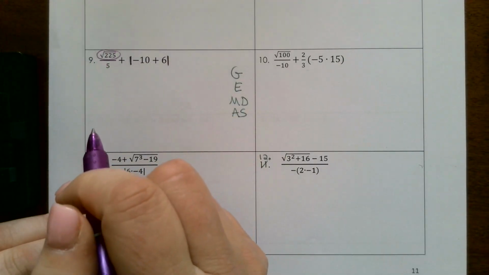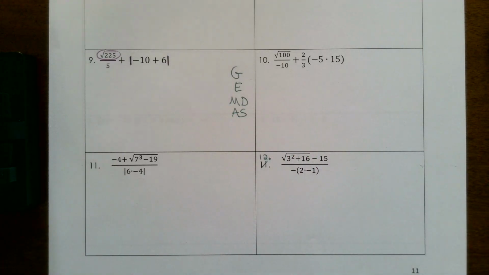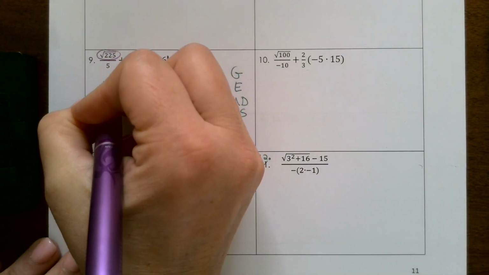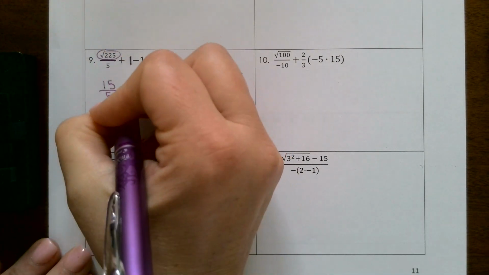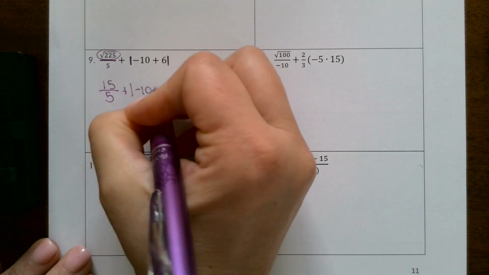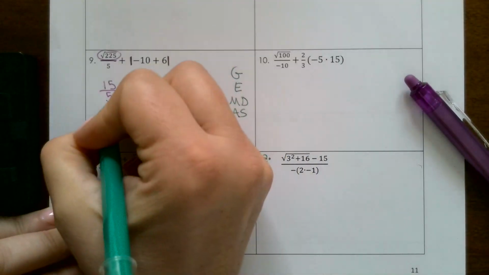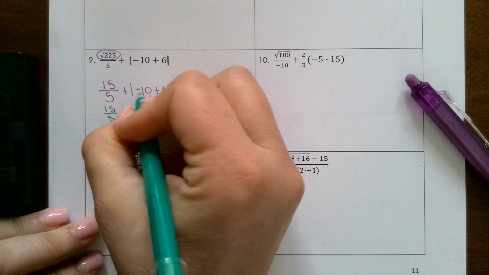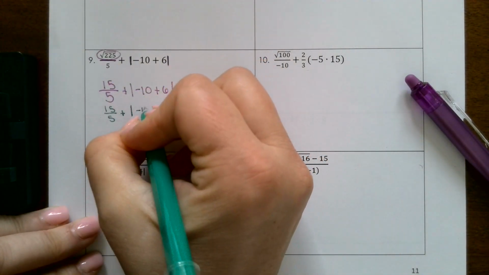So what is the square root of 225? I can certainly put that in a calculator, or I can say, hey, I wonder what number multiplied by itself equals 225. I know it's 15, so the square root of 225 is 15. This is read as 15 divided by 5, fractions are division, plus the absolute value of negative 10 plus 6. Still working on the grouping symbol, I have 15 divided by 5, and that's going to be plus the absolute value of negative 10 plus 6. I can put that in a calculator, or I can do that in my head.